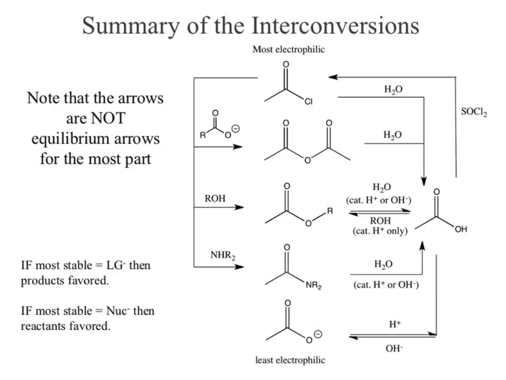Because it is the most reactive, I can go to any one of the rungs underneath it by reacting it with whatever the missing piece is. But if I start at the bottom with the carboxylate, how can I move up? That becomes a lot more difficult.